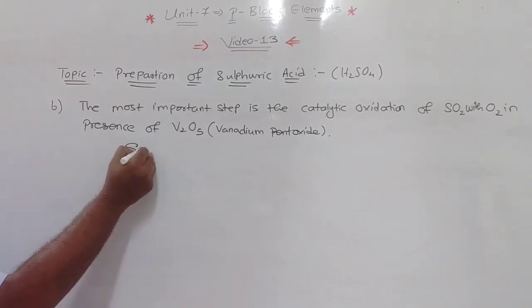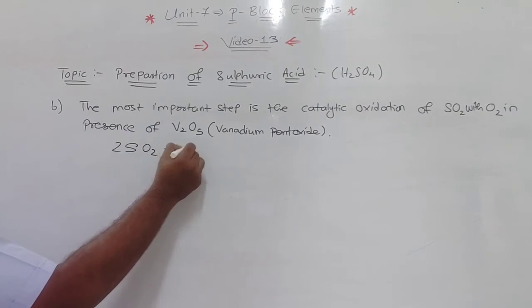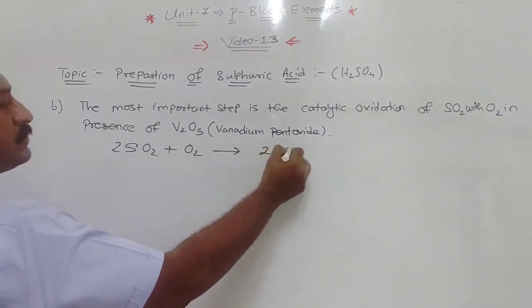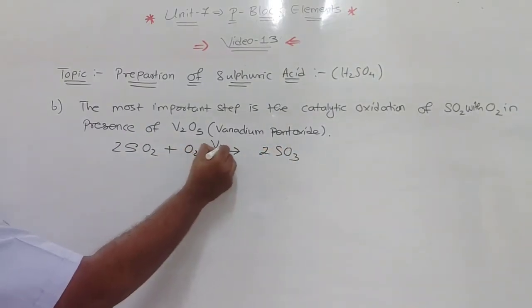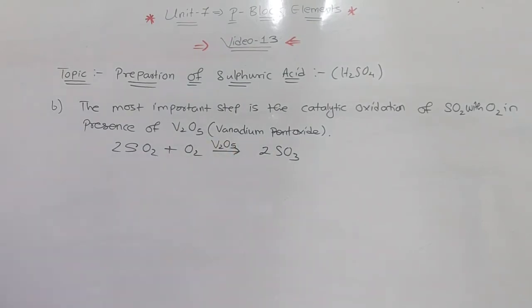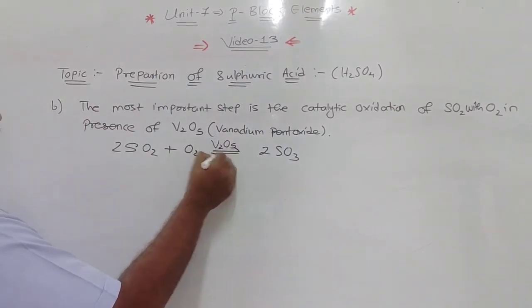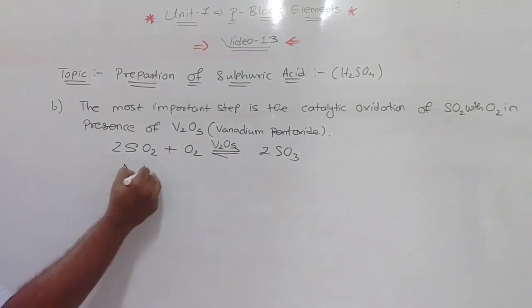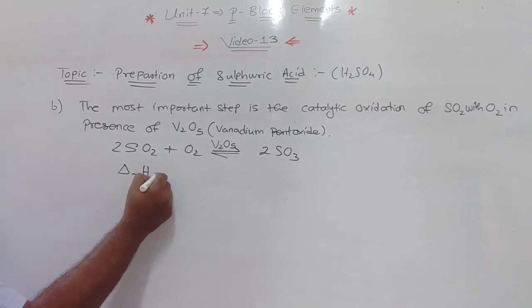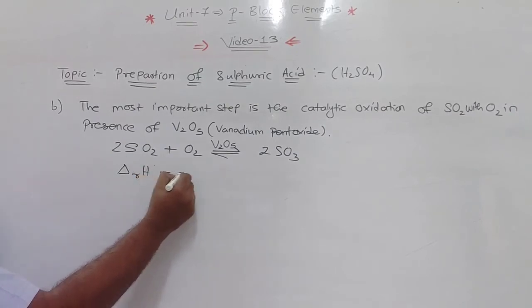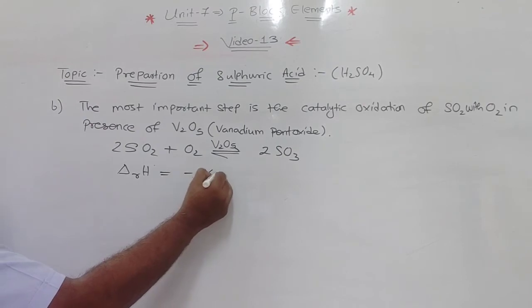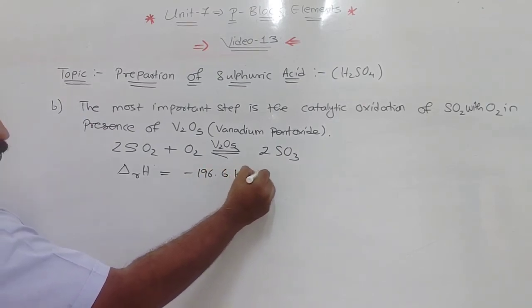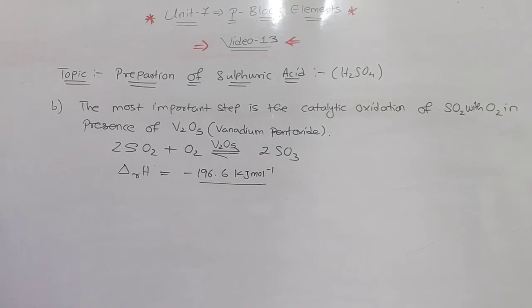That is SO2 plus O2 gives you SO3, in presence of vanadium pentoxide as a catalyst. Okay. Now this one is a reversible reaction, so don't forget to write the reverse arrow. And the enthalpy of reaction is equal to minus 196.6 kilojoule per mole. Understood? This is the enthalpy.